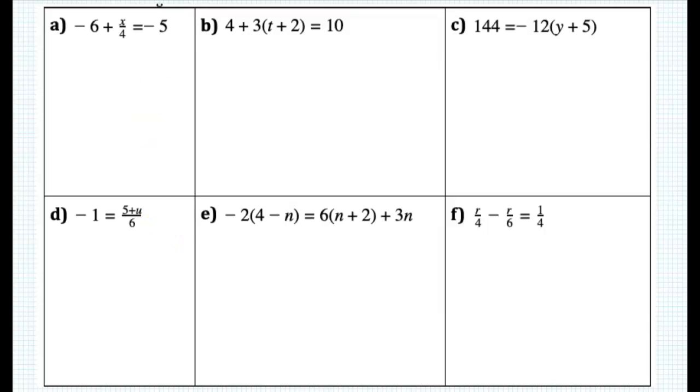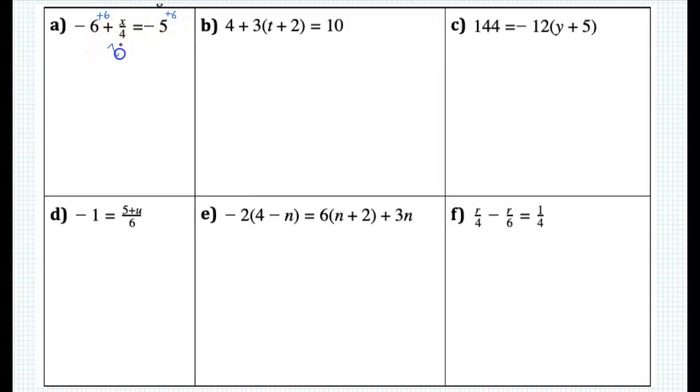All right, so I'm just going to solve questions A to F one by one, and we'll just talk through them. Okay, so we know that there's always more than one way to solve a problem. And this one you could say that we could just go ahead and there's only one fraction here. I can clear that fraction out. Or I could save it and go ahead and add 6 to both sides, right?